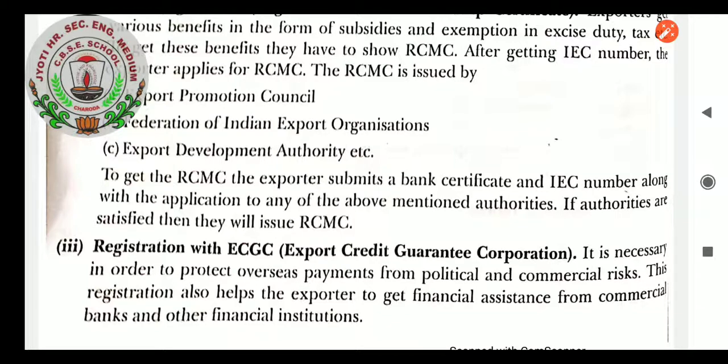Registration with ECGC, Export Credit Guarantee Corporation. It is necessary in order to protect overseas payment from political and commercial risk. This registration also helps the exporter to get financial assistance from commercial banks and other financial institutions, which is a very good point for the exporter because many of the time they require this commercial banks help and assistance, financial institution help. So if they are having the ECGC registration, it is a choice. It is not compulsion. But if they are having, they will be getting the overseas payment from political and commercial risk.